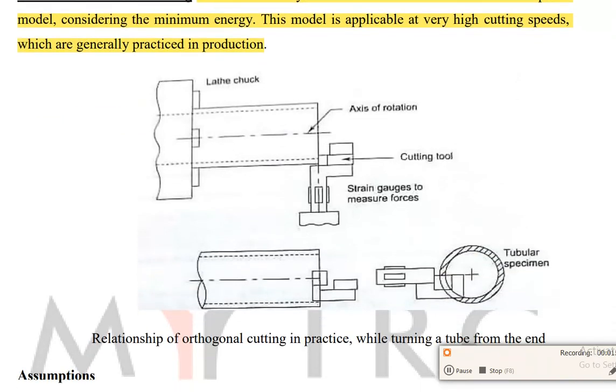From the figure we can see the relationship of orthogonal cutting in practice while turning a tube from the end. Here the cutting tool is moving on the workpiece, and the workpiece is fixed at the left side. The strain gauge measures the forces on the workpiece, how much force is applied, and how much feed rate we have to provide, and the cutting forces, and similarly the axis of rotation. These are the figures of orthogonal cutting in regular practice, and in the tubular specimen we can see the front view of this object, and this is the side view. From the figure we can easily understand the concept of orthogonal cutting.